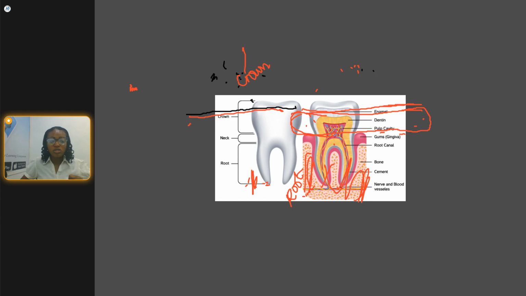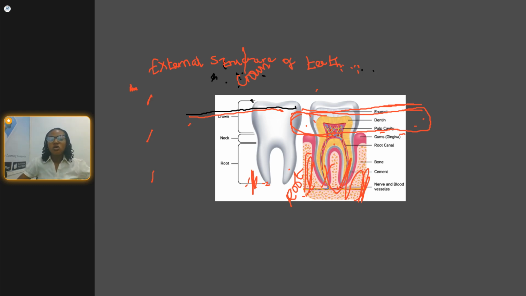It holds the teeth in place. Okay, so that is the function of the root, as you can see. So the external structure of teeth is divided into three major parts. We have the crown, we have the neck, and we have the root. This is the external structure of teeth.